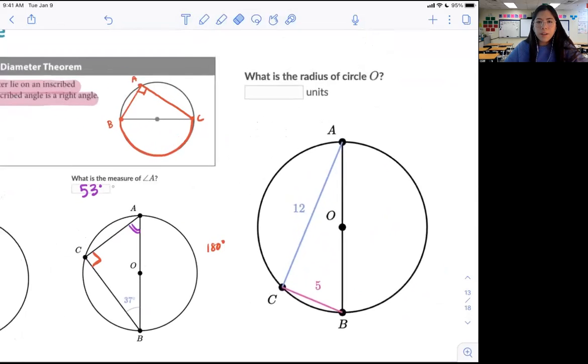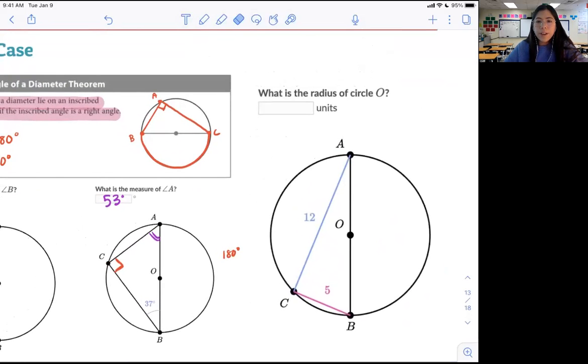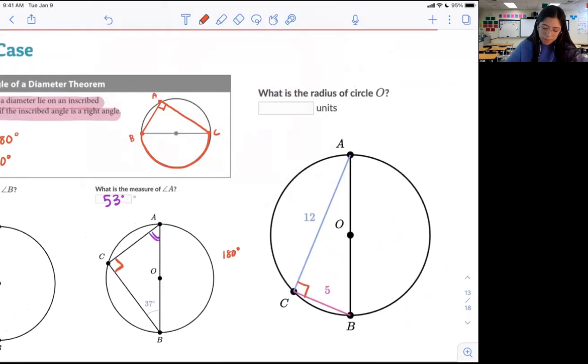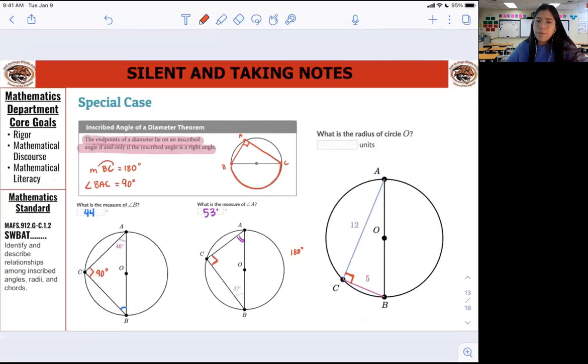What about here? What is the radius of circle O? So we're missing the radius. We know a lot of information actually. We know it's a right angle. We know the lengths of CB and CA. How do I find the radius?